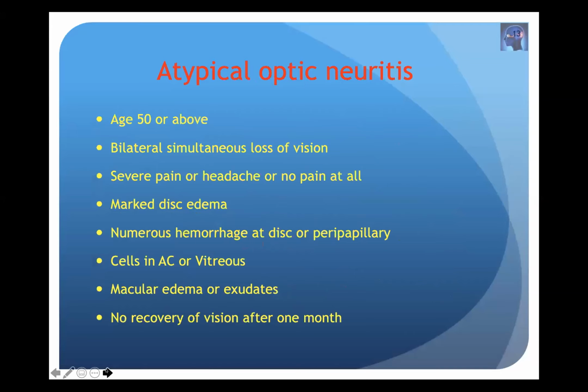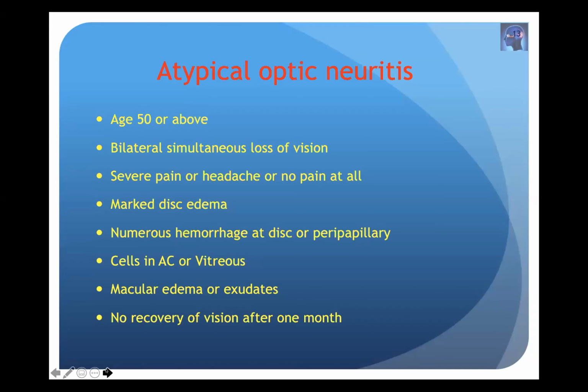To classify an optic neuritis as atypical optic neuritis, it should have the following features: age 50 or above, bilateral simultaneous loss of vision, severe pain or headache or no pain at all, marked disc edema, numerous hemorrhages at the disc or peripapillary area, cells in the AC or vitreous, macular edema or exudates, and no recovery of vision after 1 month.